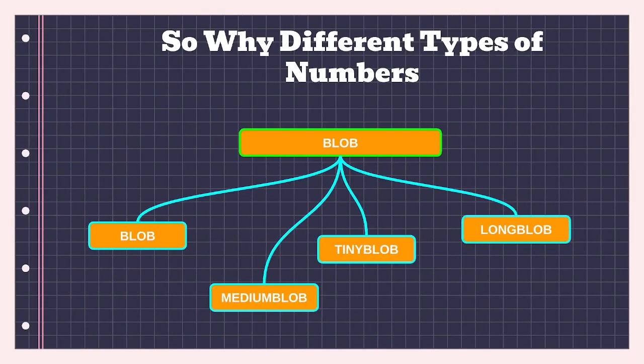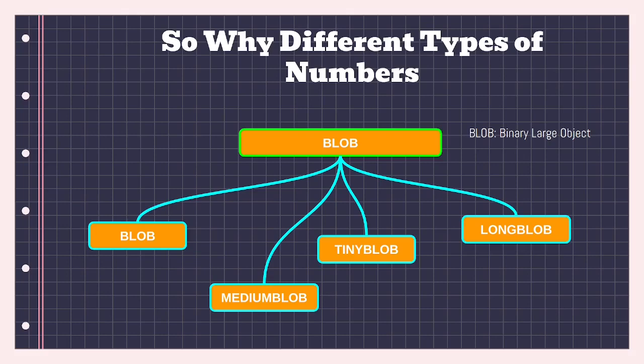So blob stands for binary large object. The B is for binary, L is for large, and then OB stands for object. So it's used to store a large binary object of big sizes. Okay, so we have four main categories of this. One is just the blob. We have tiny blob, we have medium blob, and also we have long blob.